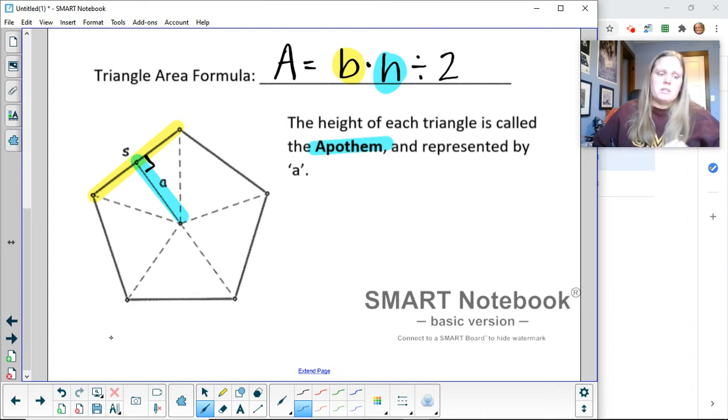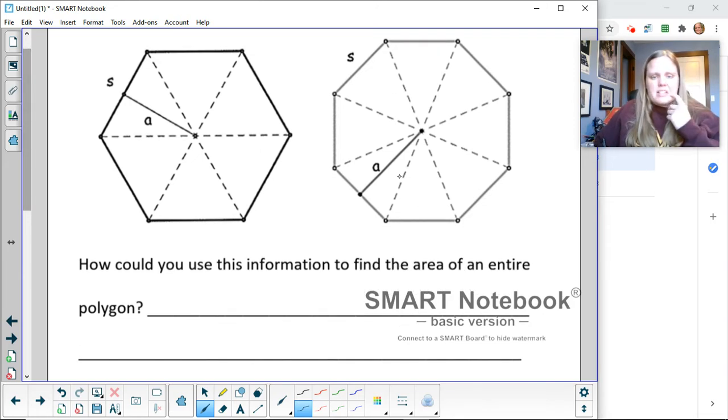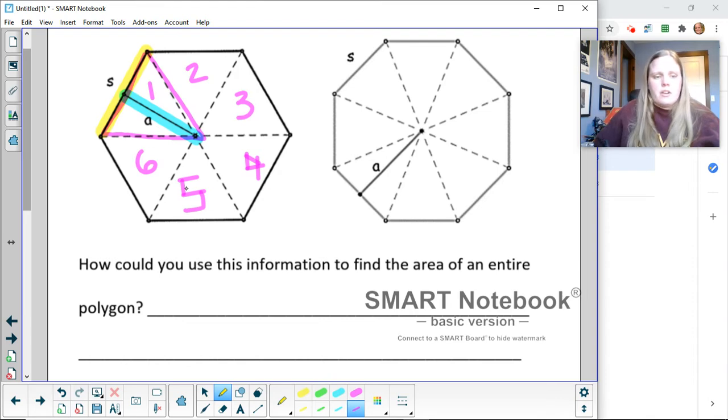So depending on the shape size, how many sides it has, we're going to need multiple triangles to find the total area. So up here you can see with this hexagon and with this octagon, we would do base times height, divide by 2, and that's going to get us this one triangle right here. But on this hexagon, I have 1, 2, 3, 4, 5, and 6 triangles all together. So I need that triangle 6 times.